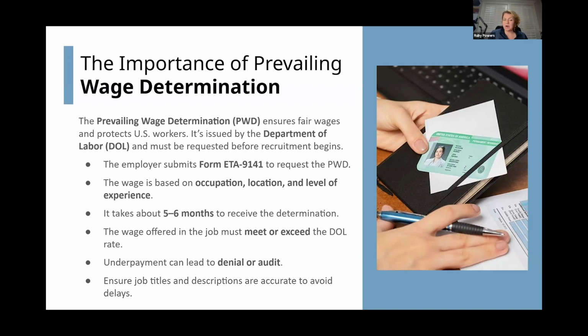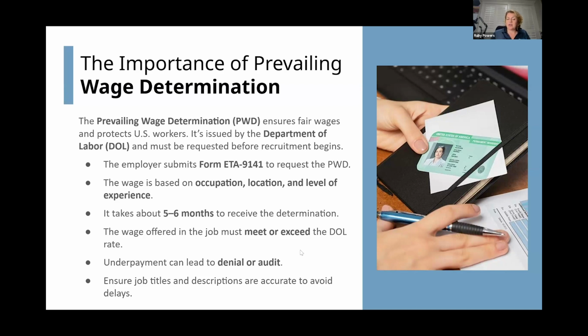The prevailing wage determination is really critical to ensure fair wages, and it helps protect U.S. workers. It's issued by the Department of Labor. The employer submits the ETA 9141 to request the prevailing wage determination, and the wage is based upon the occupation, the location, and the level of experience. There are different tiers. It can take between 5 to 6 months to receive that determination. The wage offered in the job must meet or exceed that Department of Labor rate, so once the wage comes back, the employer has to agree to pay that amount or above. If there's an underpayment, it can lead to a denial or an audit.